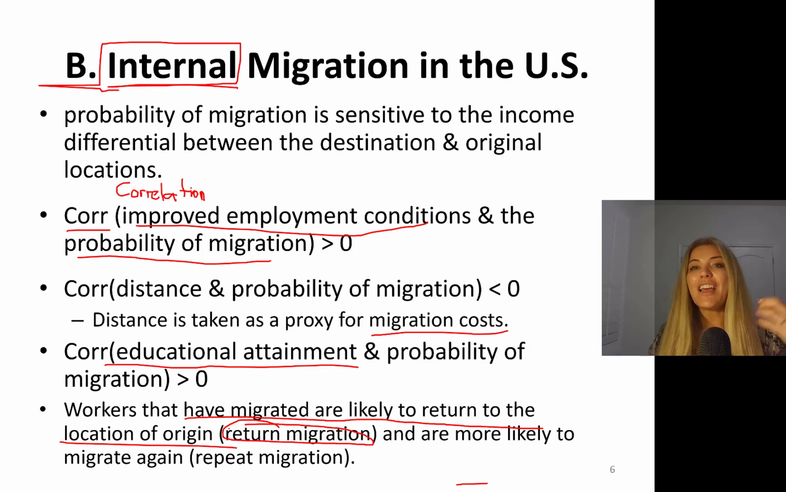I'm an example. I went to school at UT Austin in Austin, Texas. Then I got a job in University of Southern Mississippi in Mississippi. I got back to Texas as fast as I can. I'm working at Texas A&M University, Corpus Christi, right? It's in Texas. And people are more likely to migrate again. So migrants are more likely to return home, also migrate again.